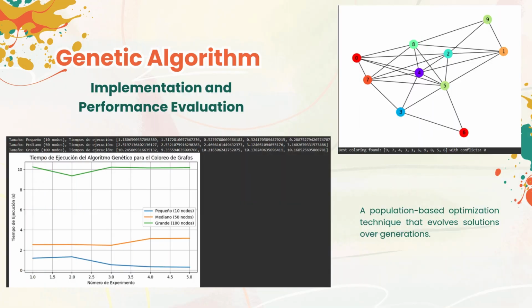What is a genetic algorithm? A genetic algorithm is an optimization method inspired by biological evolution. It works through selection, crossover, and mutation to iteratively improve solutions. The goal is to assign colors to graph nodes so that no two adjacent nodes share the same color. The algorithm follows these steps.